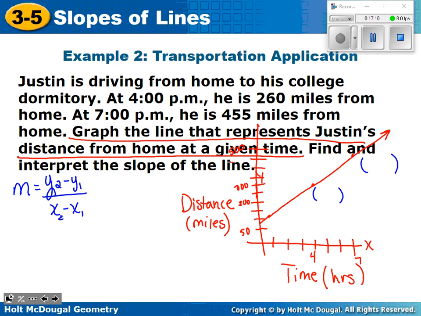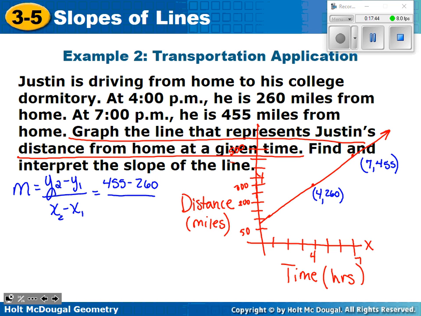Good. Okay, so the first one is at 4 o'clock. He's 260 miles from home. The second one is at 7 o'clock. He's 455 miles from home. So those are our 2 coordinates. So let's plug them in. Naomi, tell me what would go on the top. Very good. And let's go with Faith. Tell me what would go on the bottom then.